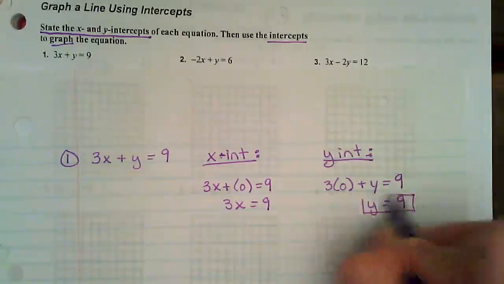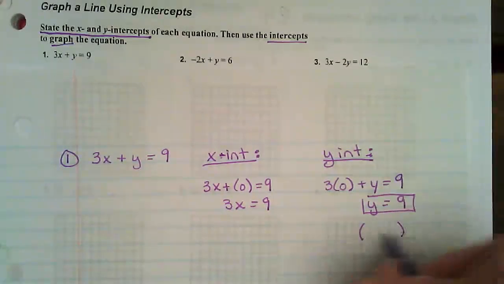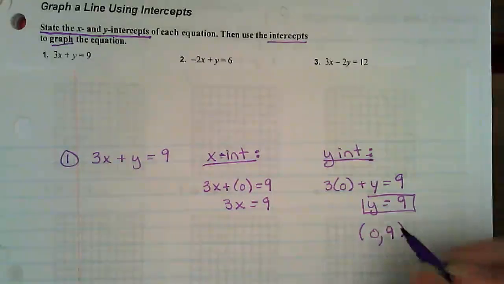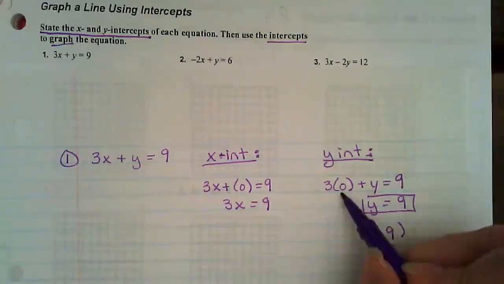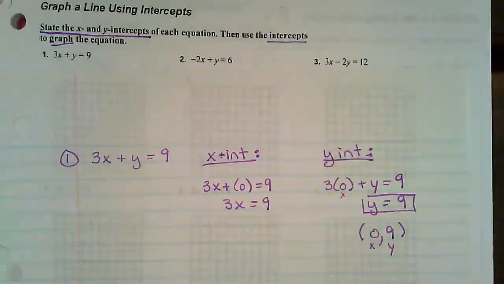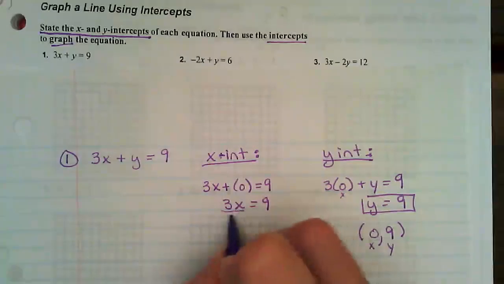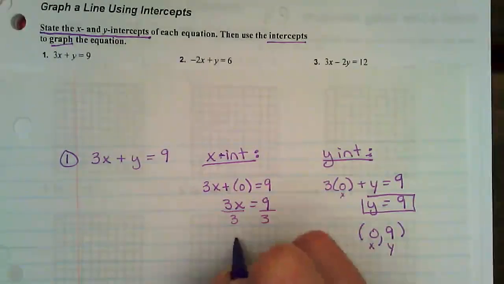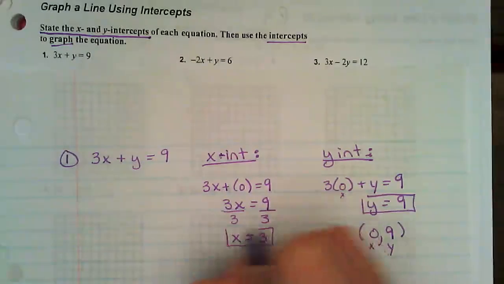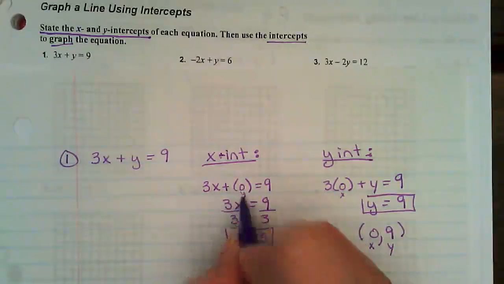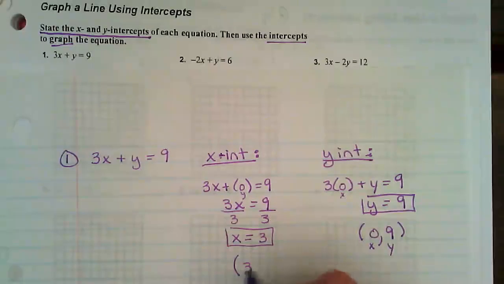Well, that one's done. So I would have a point at 0, 9. Since y is my 9, x is 0, y is 9. Remember, we replaced x with 0. And this one we're going to divide by 3. So I would have x equals 3. So now we're done with that one. So remember, y was 0. So I can write this as 3, 0. So x was 3, y was 0.